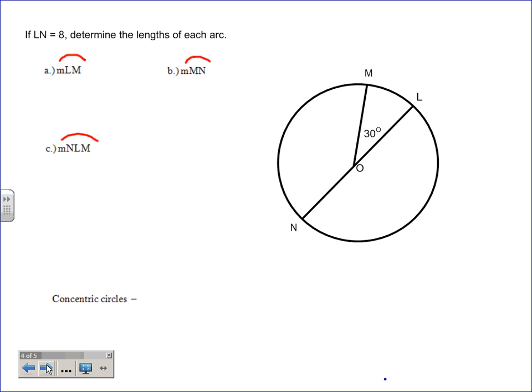How about this one? Does this one talk about arc length anywhere on these problems? Most definitely. It says it right in the directions. Determine the lengths of each arc. We know LN is 8. In other words, then the diameter is 8. Well, LM, here it is. The central angle is 30. So we're going to take 30 degrees and divide it by 360 because that's the whole thing.